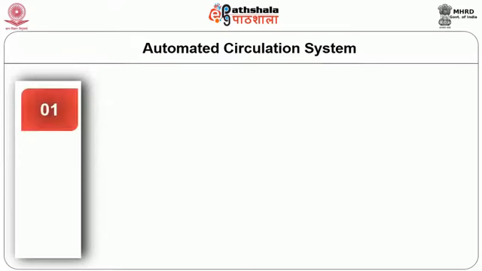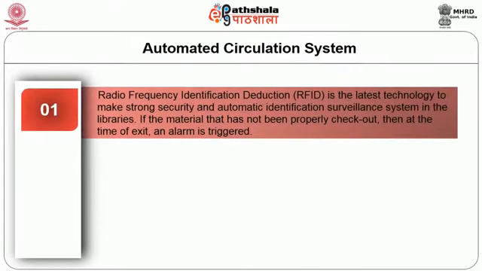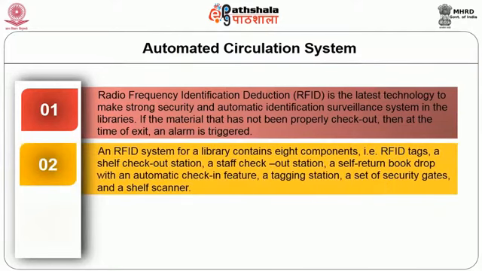RFID is the latest technology to make strong security and automatic identification surveillance systems in libraries. If the material has not been properly checked out, then at the time of access an alarm is triggered. An RFID system for a library contains eight components, that is RFID tags, a self-checkout station, a staff checkout station, a self-return book drop with an automatic check-in feature, a tagging station, a set of security gates and a shelf scanner.